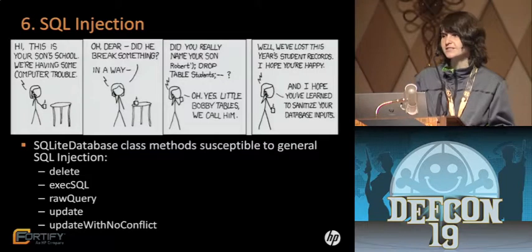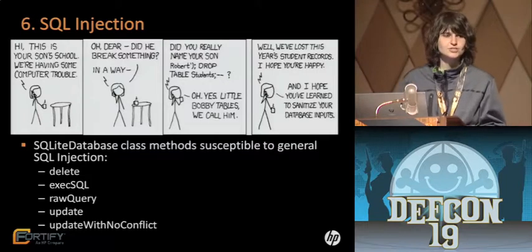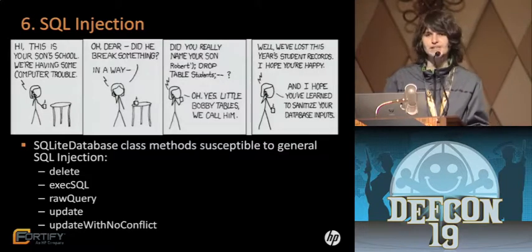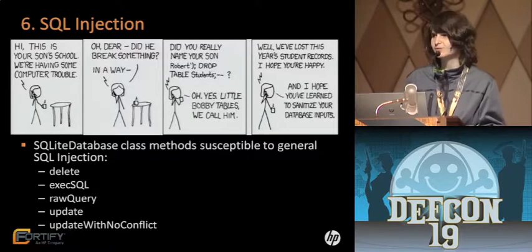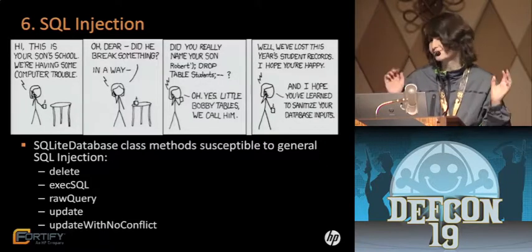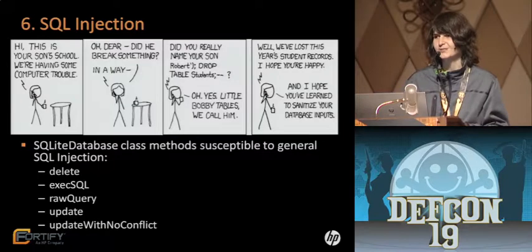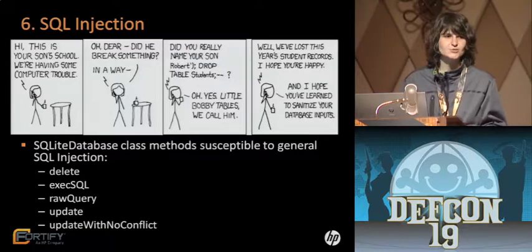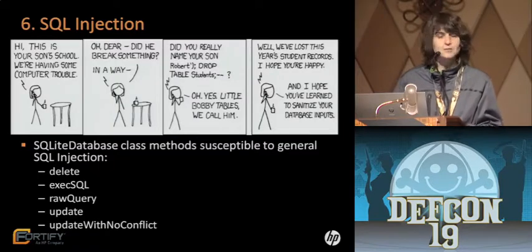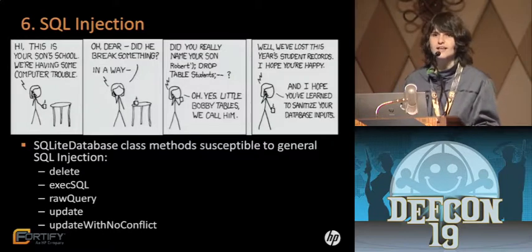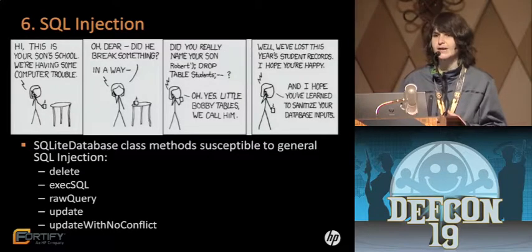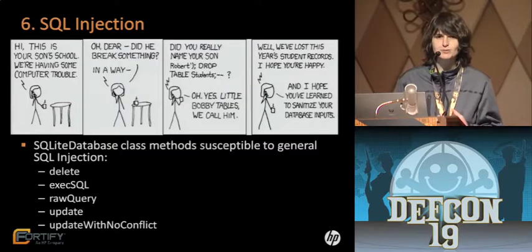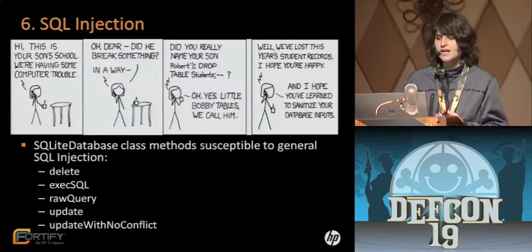Problem number 6 is the good old SQL injection. I probably don't have to explain what this is, but basically the idea is that untrusted, unvalidated data is used to dynamically construct SQL queries, and that could lead to bad things such as deleting tables and injecting something into the database and all sorts of other things.